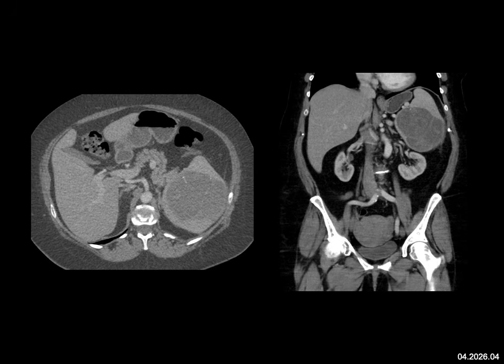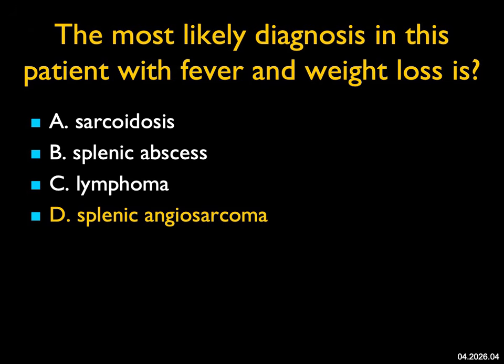And I'm showing you this case because I got it wrong, and you'll get it wrong, because splenic angiosarcomas are typically solitary or multiple vascular lesions, often irregular in the spleen. With splenic angiosarcomas, you may also see hepatic involvement. So an unusual case with an unusual appearance.